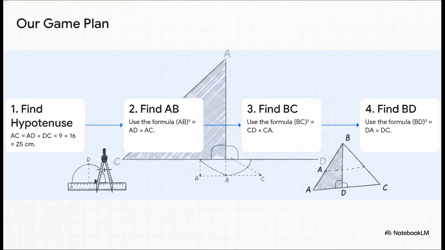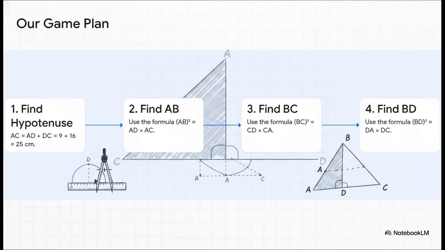So here's our game plan. It's pretty straightforward. First, let's just find the length of the whole hypotenuse. That's easy. It's just 9 plus 16. After that, we just apply Euclid's formulas, one by one, to find the square of each side we're looking for. Then, we just take the square root, and we'll have our answers.